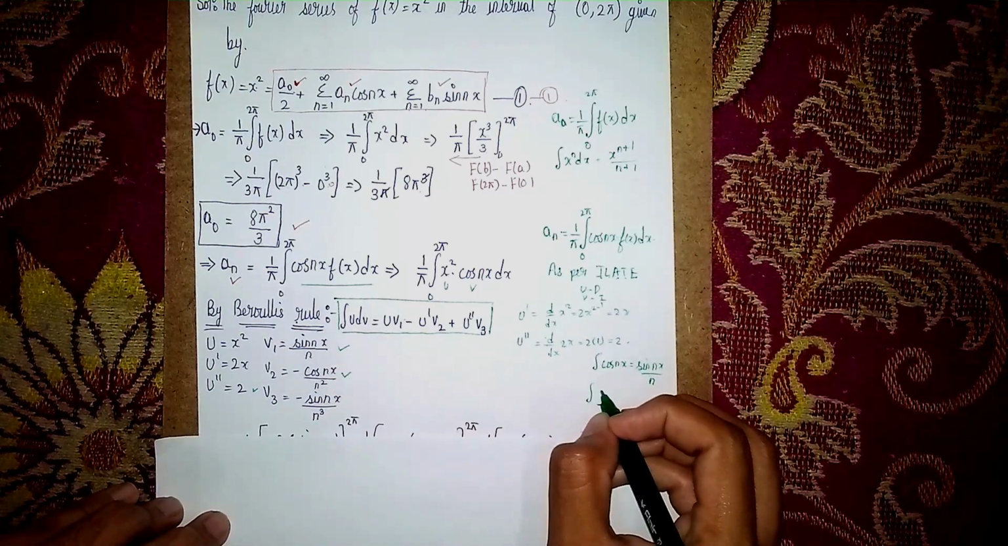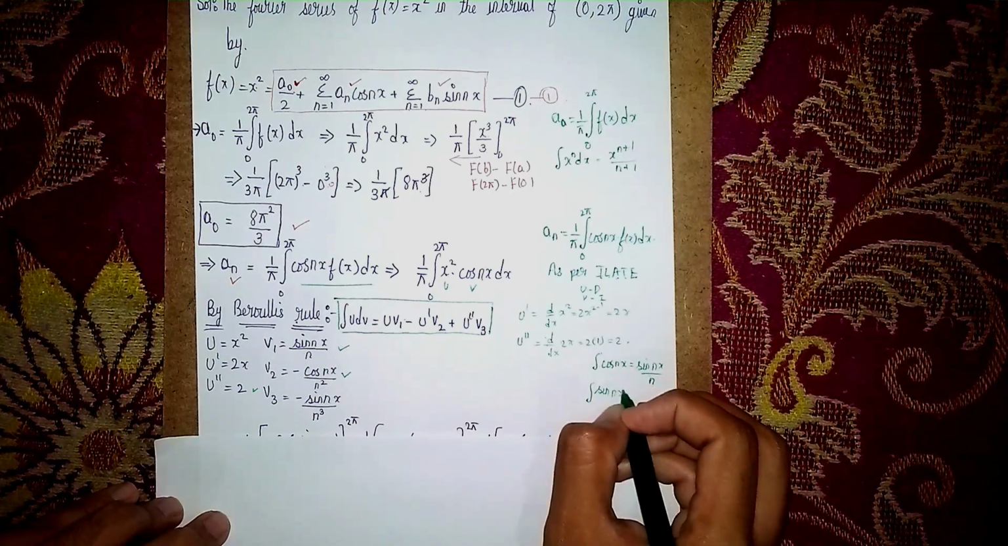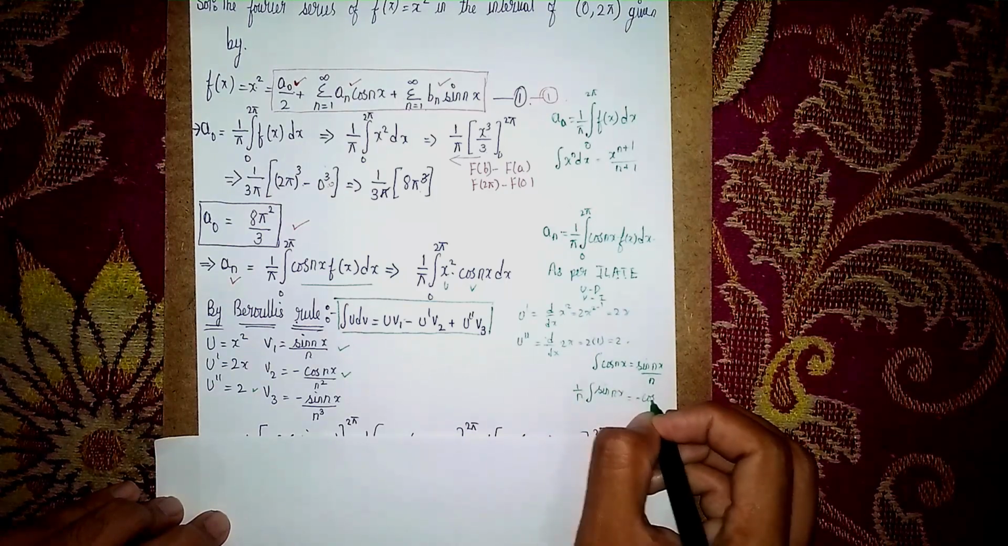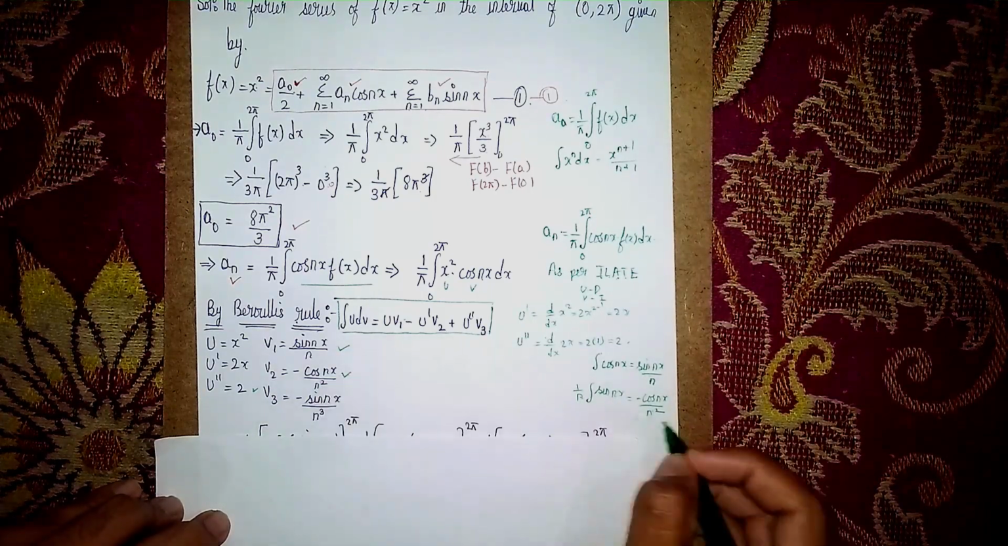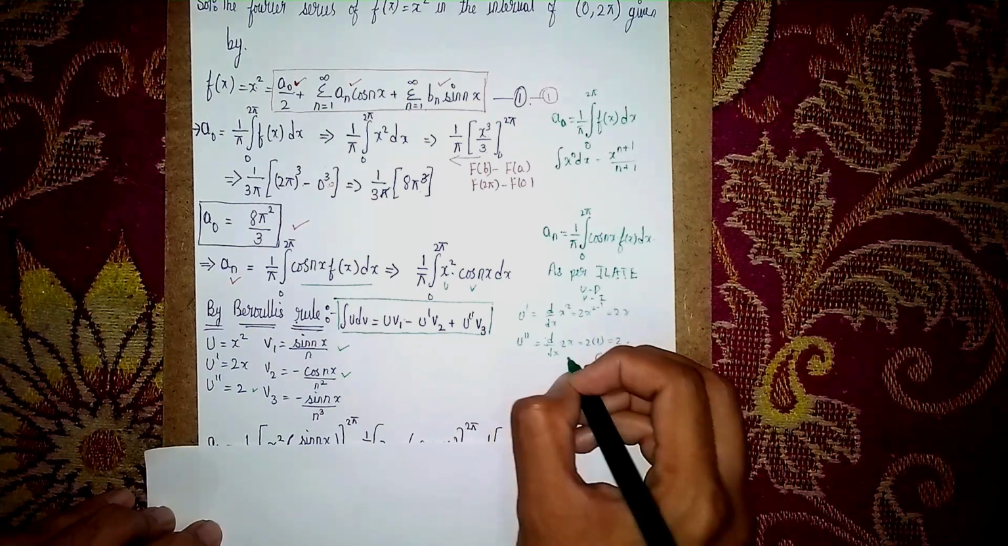Integrate sine nx. I am taking n outside, so 1 by n, so it becomes minus cos nx by n. Now, since n becomes squared, it becomes n square, n into n square. Same like that, this is v2, this is v1.